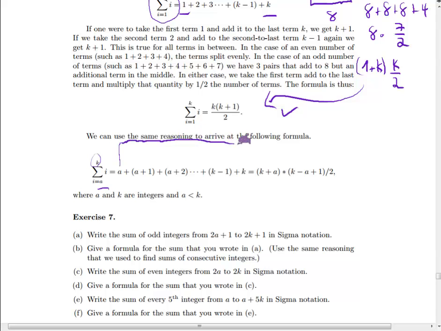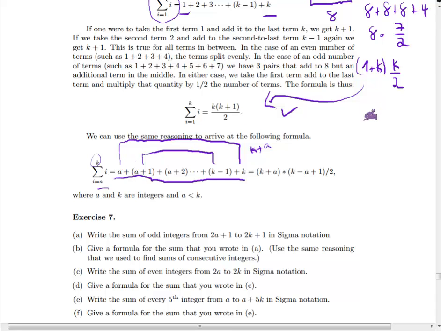First plus last, second plus second to last. Now, what are you getting when you take the first plus last? That's k plus a. So you're going to have a whole bunch of k plus a's. How many k plus a's will you have? Well, you'll have half the number of terms. What's the number of terms? Well, it's actually k minus a plus 1.